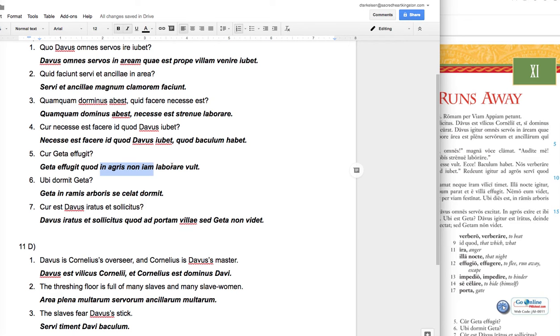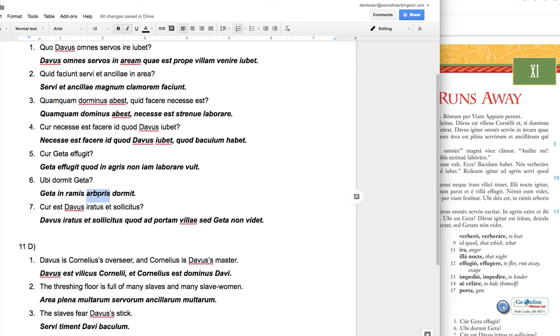I'm taking these out of order here. He no longer wishes to work in the fields. That's a good answer right there. Number 6, ubi dormit Geta. Where does Geta sleep? And Colin says Geta in the branches of a tree, hides himself, sleeps. So there I think you need an et. And you don't even need the se celat, right? That means he hides himself. But if you want to just stick exactly to the question, we can just say Geta in ramis arboris dormit. Geta sleeps in the branches of a tree.